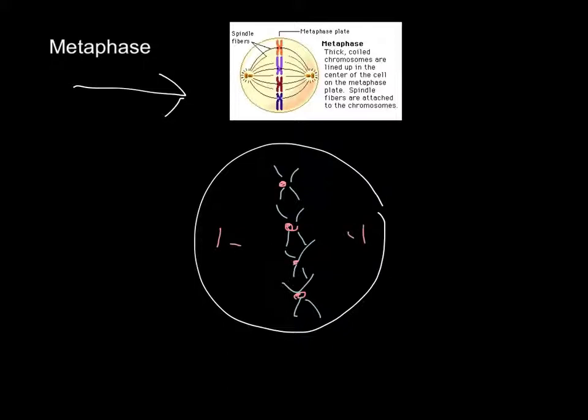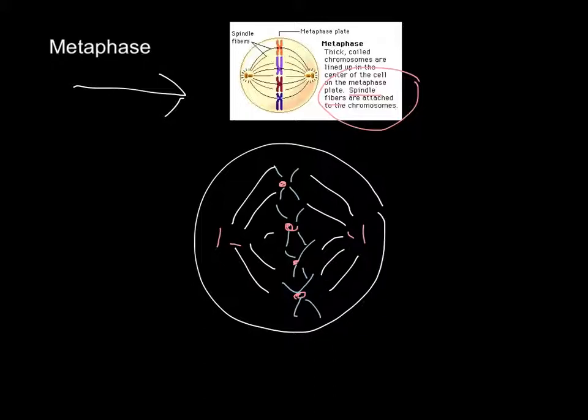And then we get what's called spindle fibers. So right here, I'm going to underline it. Spindle fibers are formed, attaching to the chromosomes. And that is the characteristic of metaphase. Also, one more vocab word: the center in which the chromosomes align is called the metaphase plate. Let me write that down.